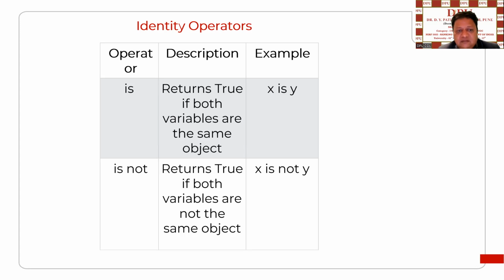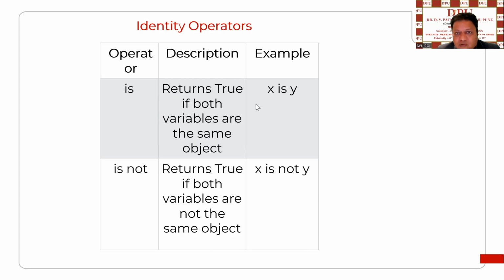On the reverse, is not. For example, x is stored at a different location, y is stored at a different location, and I'm using is not. Yes, it will give me a true. Which means x is different, y is different. And if I say here x is not y, yes, I will get a true Boolean value. Like this, x is not y.